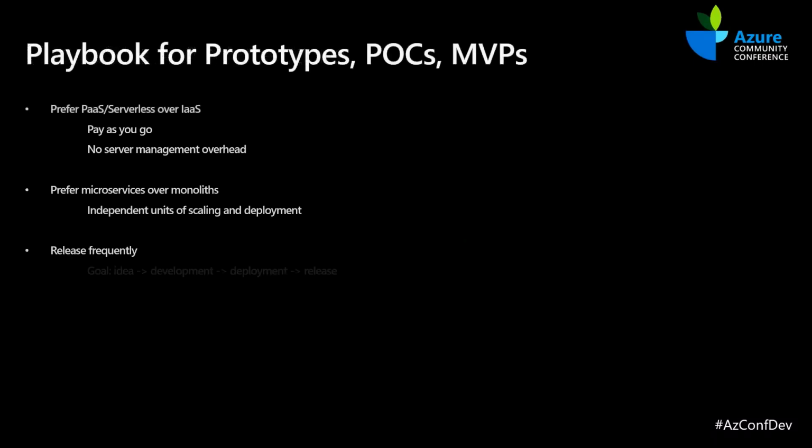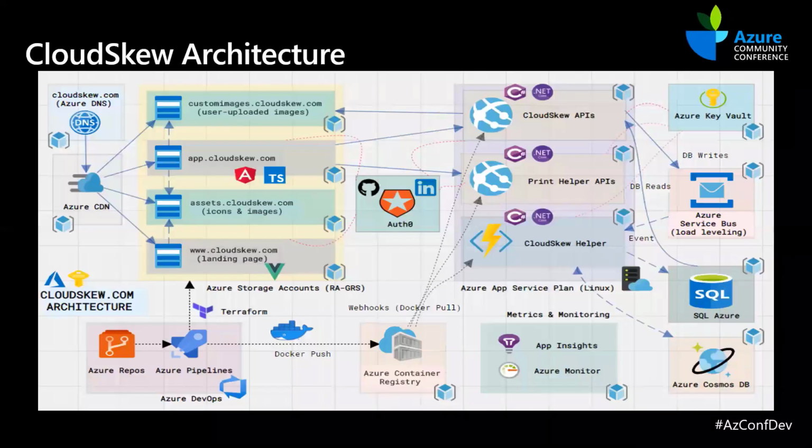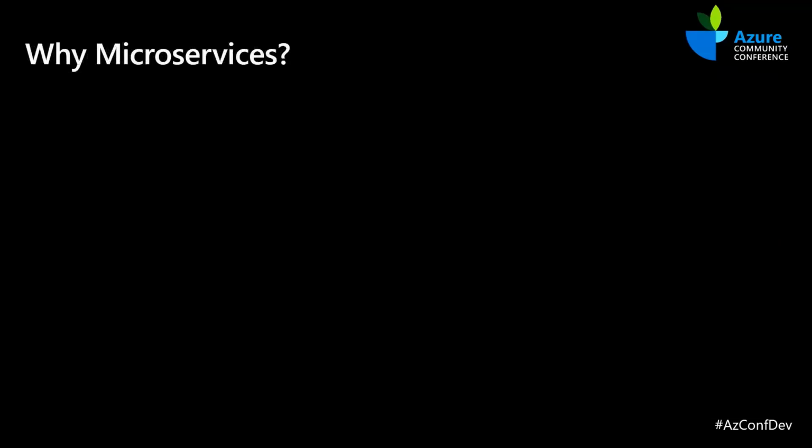All right, so that was the CloudSkew architecture we just talked about. Now let's look at some of the unofficial rules that we follow while we are building CloudSkew. So we use a microservices based model.